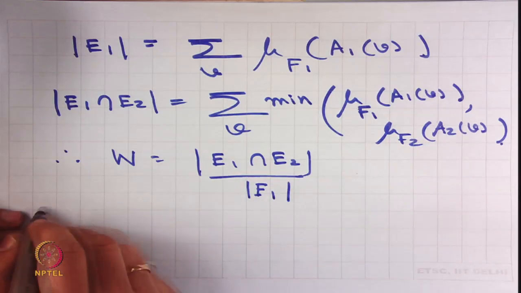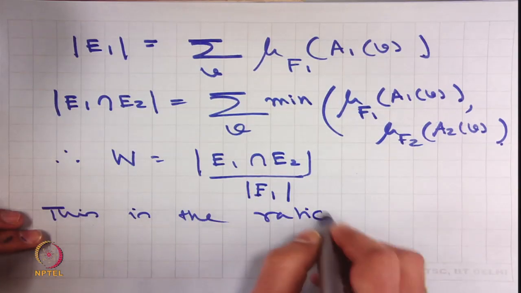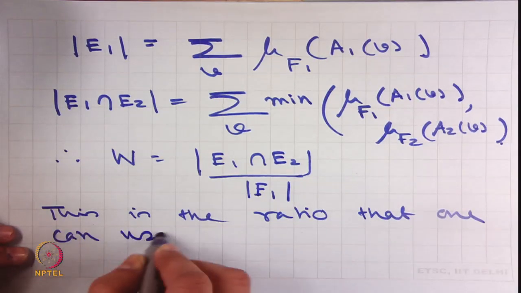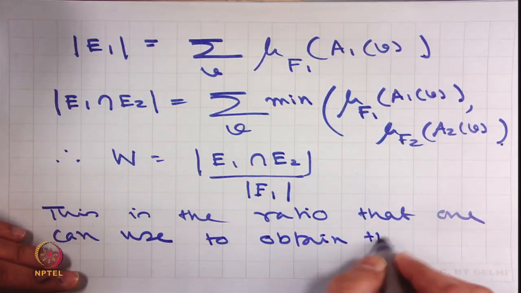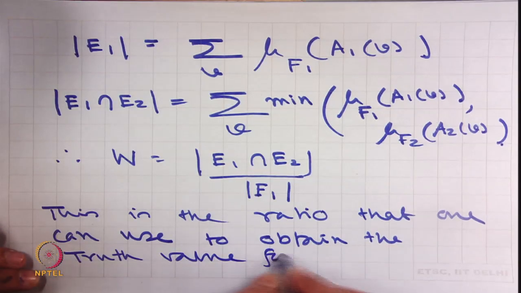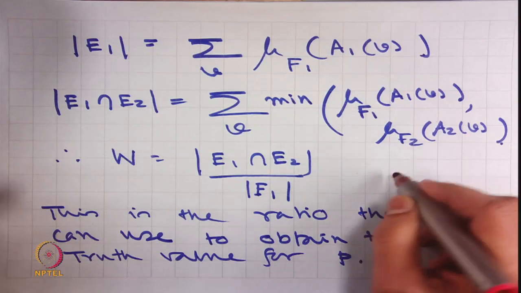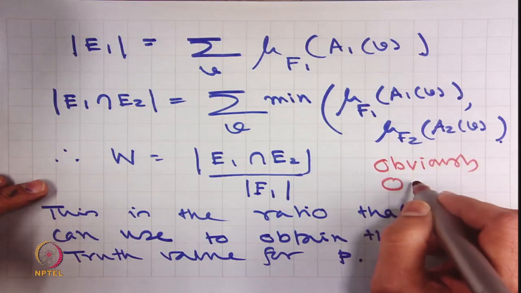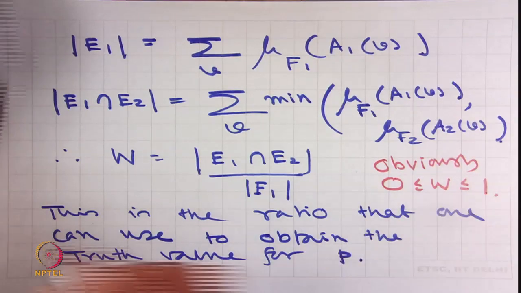This is the ratio that one can use to obtain the truth value for P. Obviously, 0 less than equal to W less than equal to 1.